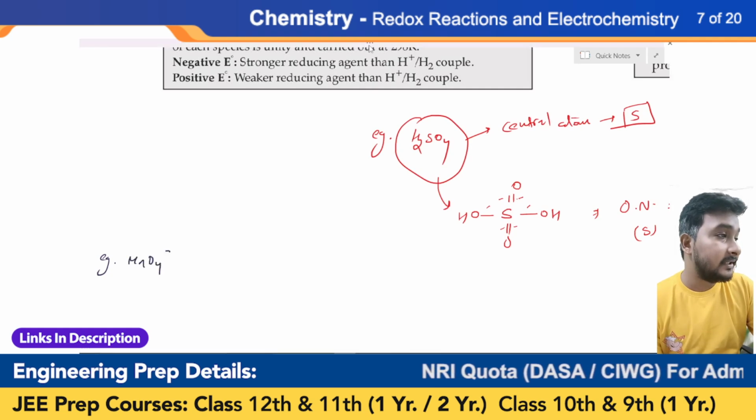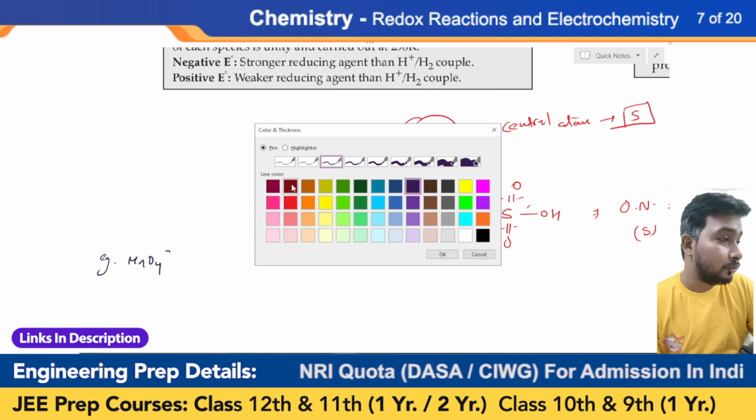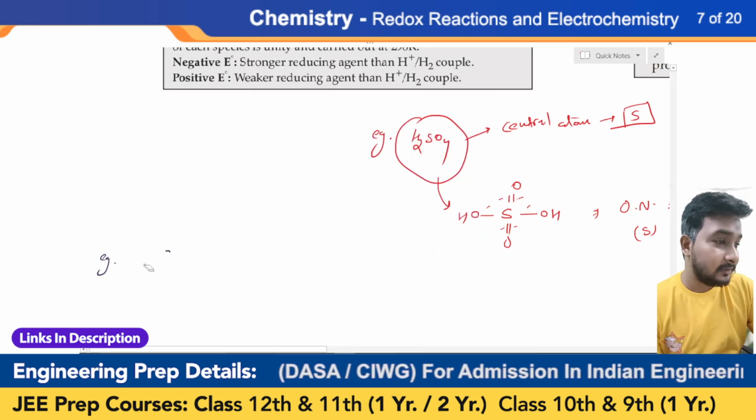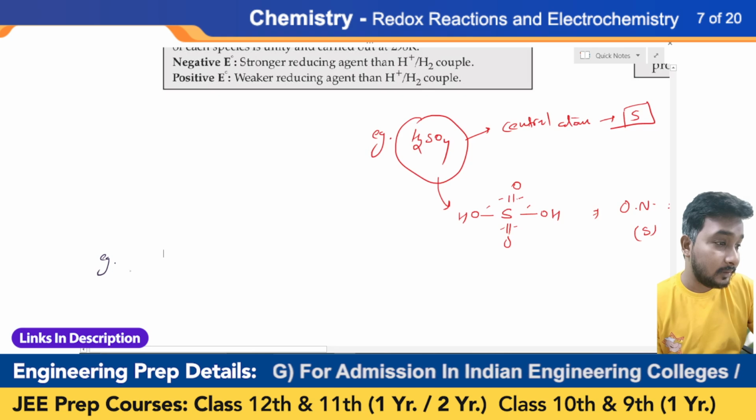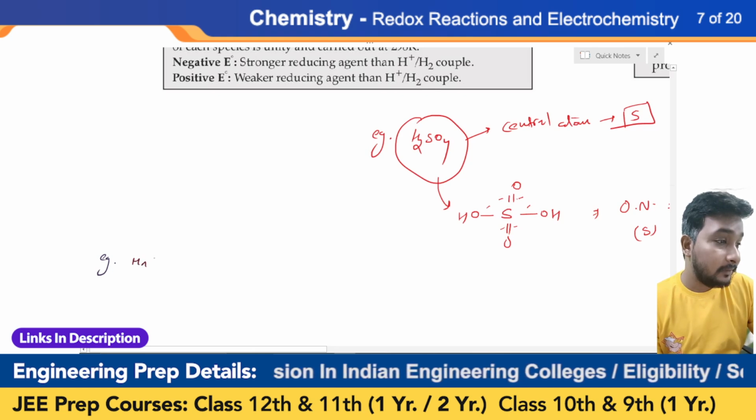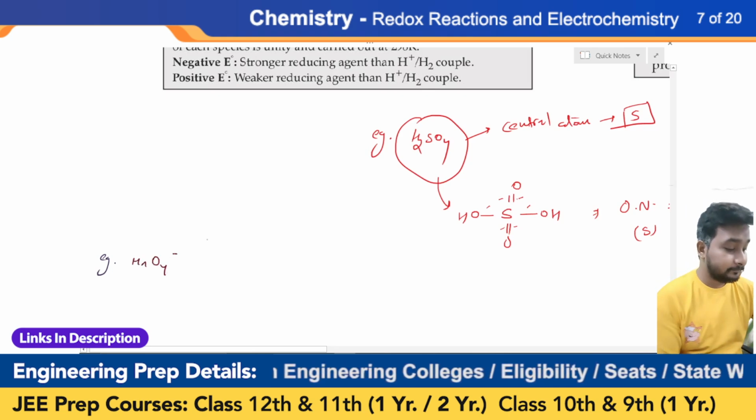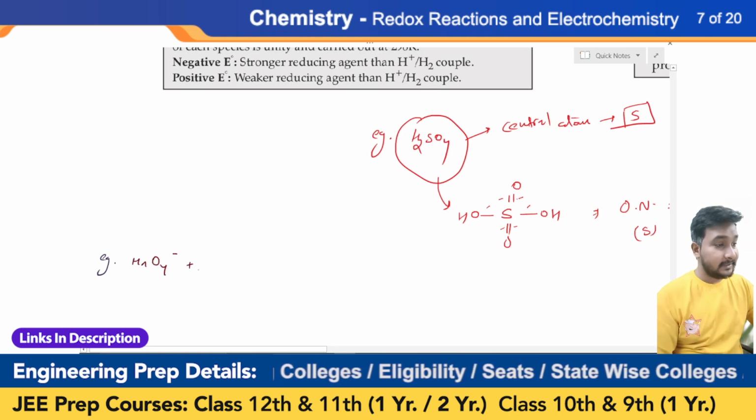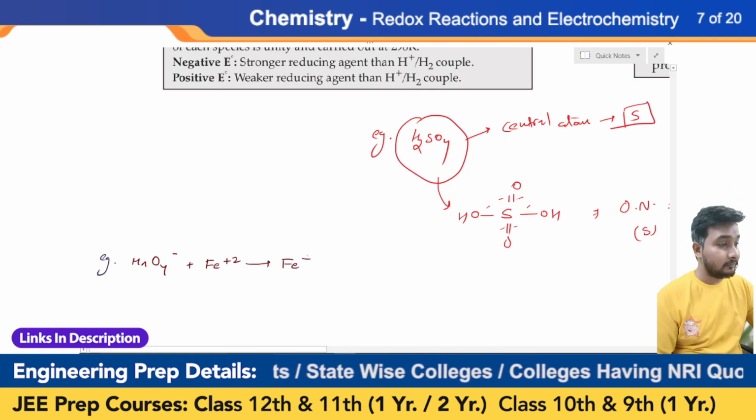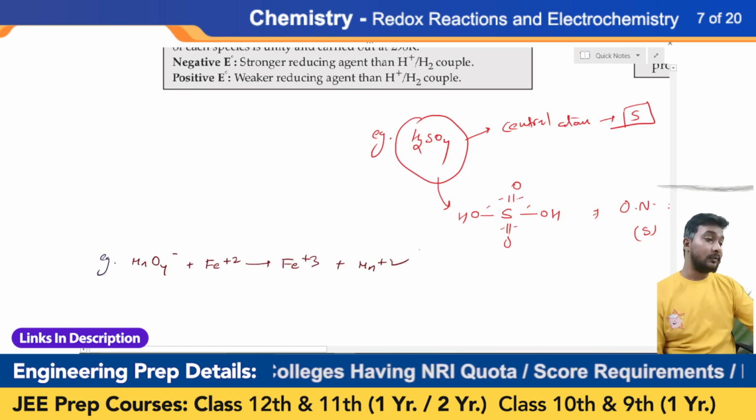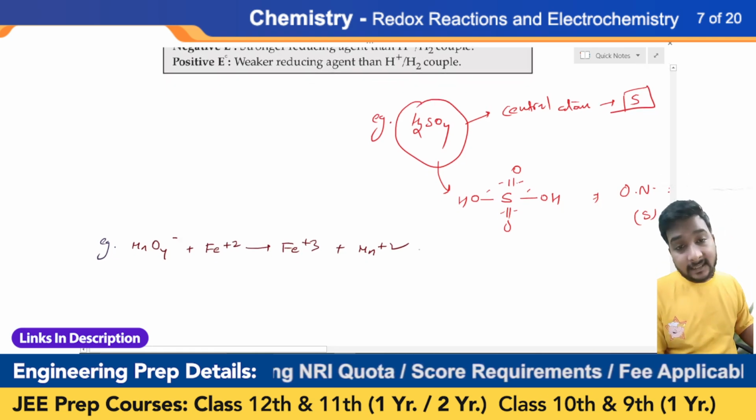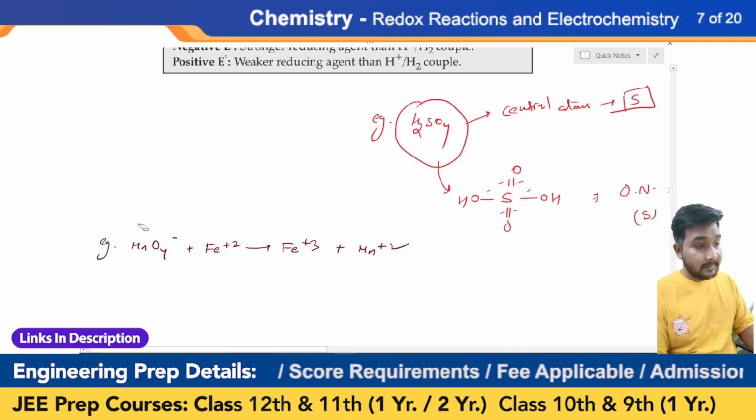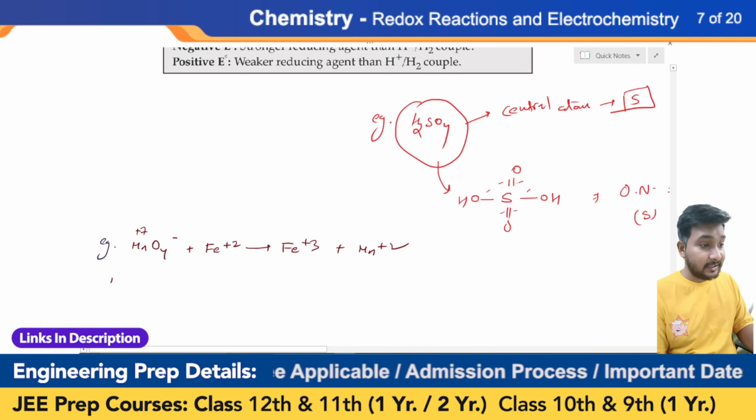MnO4 minus plus Fe2 plus gives out Fe3 plus plus Mn2 plus. Now, first of all we have to segregate the reaction into two halves. Mn is plus 7, plus 7 is converting to plus 2, that is the reduction half.